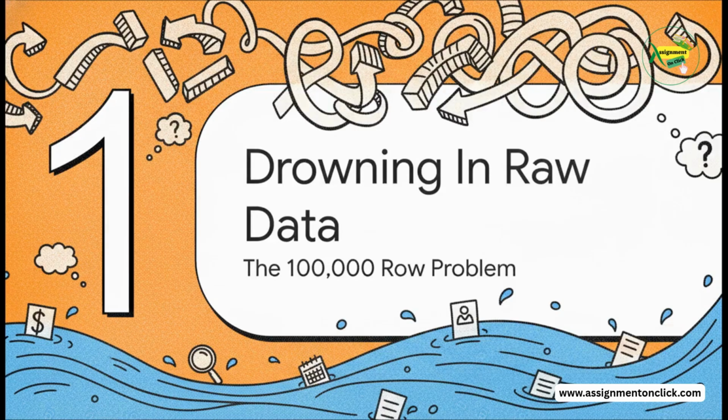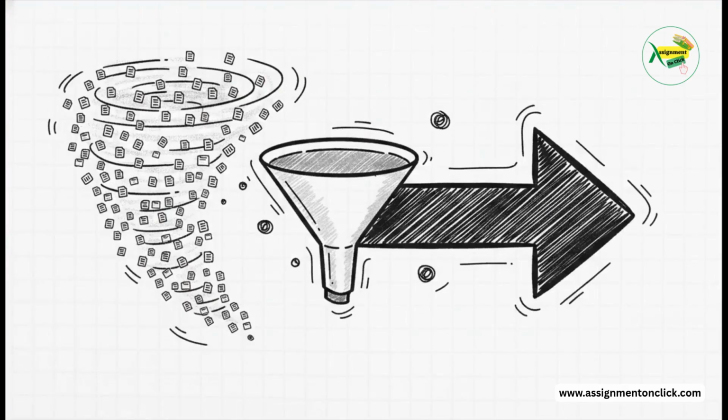So, part 1, drowning in raw data, or as I like to call it, the 100,000 row problem. Look, this is the modern manager's ultimate dilemma, right? Imagine you've got this massive sales file, a literal row for every single order. Having all that transaction level detail is super common, but here's the catch. Raw data only provides detail. It's the aggregated data that actually provides direction.